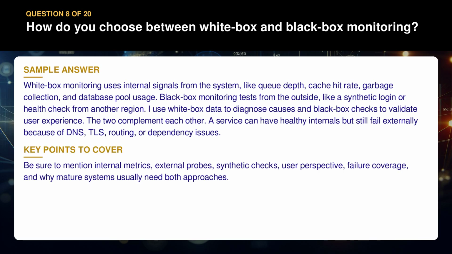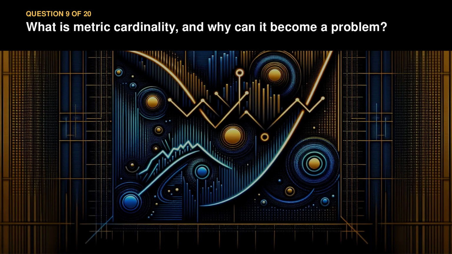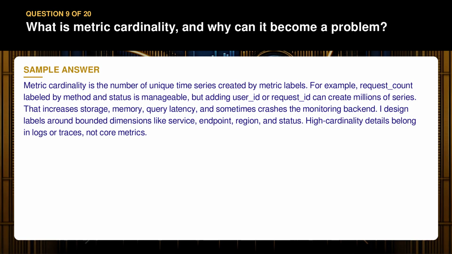Be sure to mention internal metrics, external probes, synthetic checks, user perspective, failure coverage, and why mature systems usually need both approaches. Question 9. What is metric cardinality, and why can it become a problem? Metric cardinality is the number of unique time series created by metric labels.